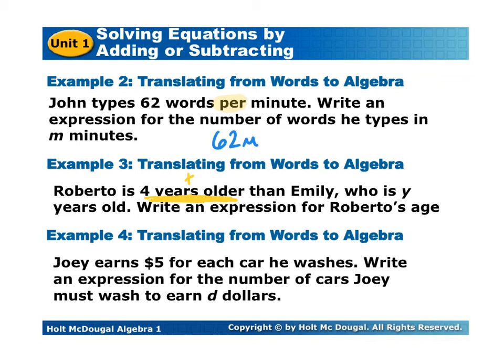Well, do we know how old Emily is? No, but we do know it's represented with a Y. So, to write that expression, you would have to take Emily's age, which is Y, and add to it 4. You are correct.